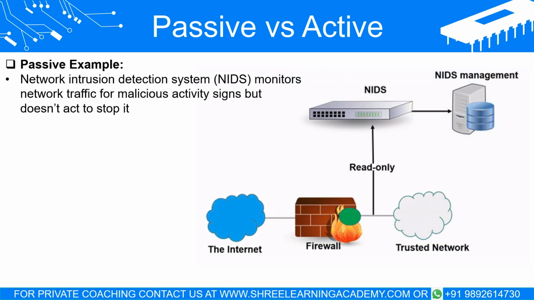Each type of tool has its purpose and place. Passive tools are excellent for continuous monitoring, information gathering, and threat detection. They form the first line of defense, alerting administrators about potential issues.